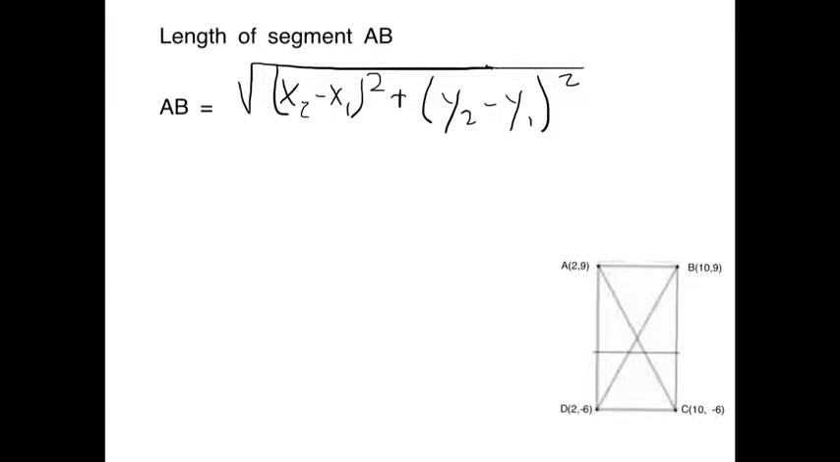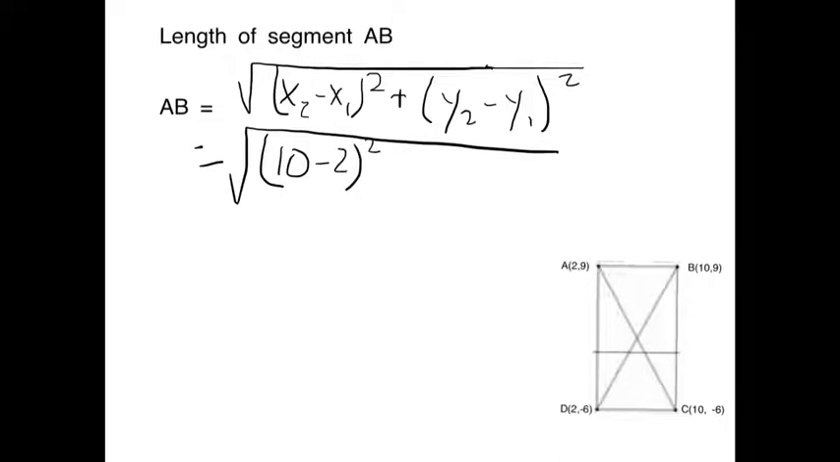Now we just need to plug some numbers into it. The numbers come from the coordinates. We're going to make point A, point 1, so the x1 value is the 2 from the A, and the y1 value is the 9 from point A. Just plug those in. Square root of 10 minus 2 squared plus 9 minus 9 squared gives us the length of that side.